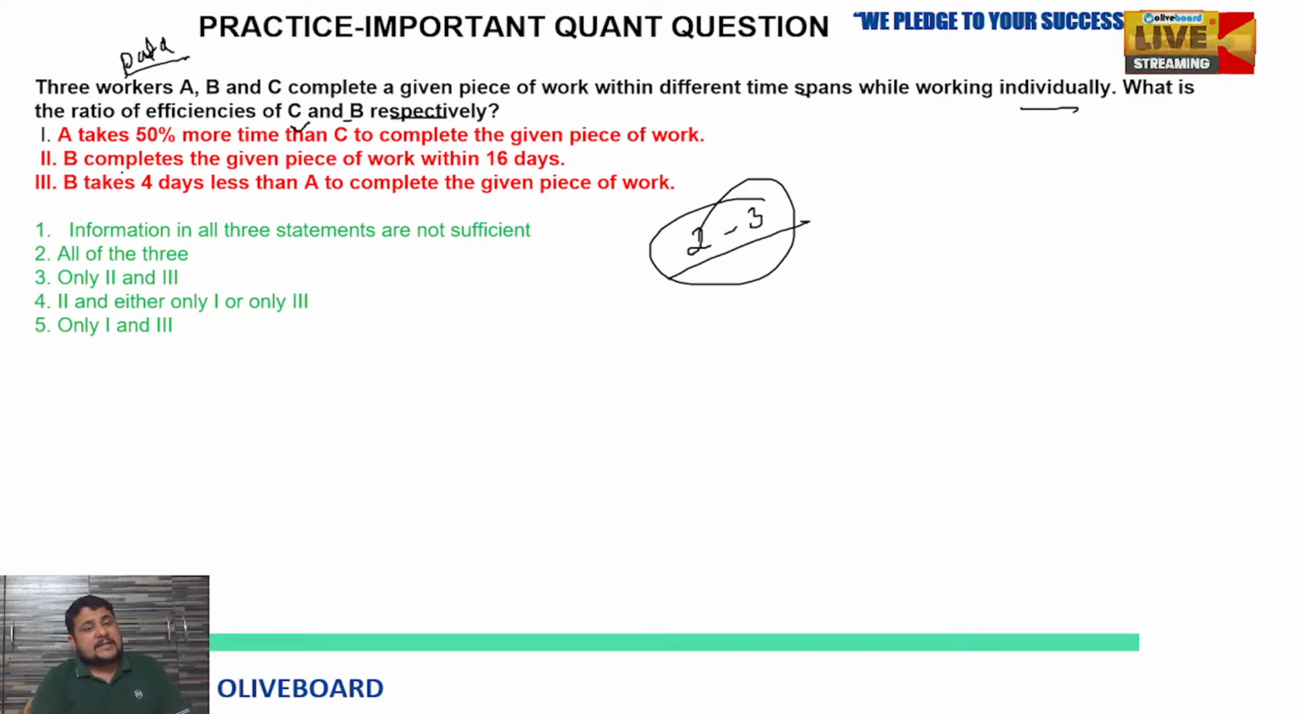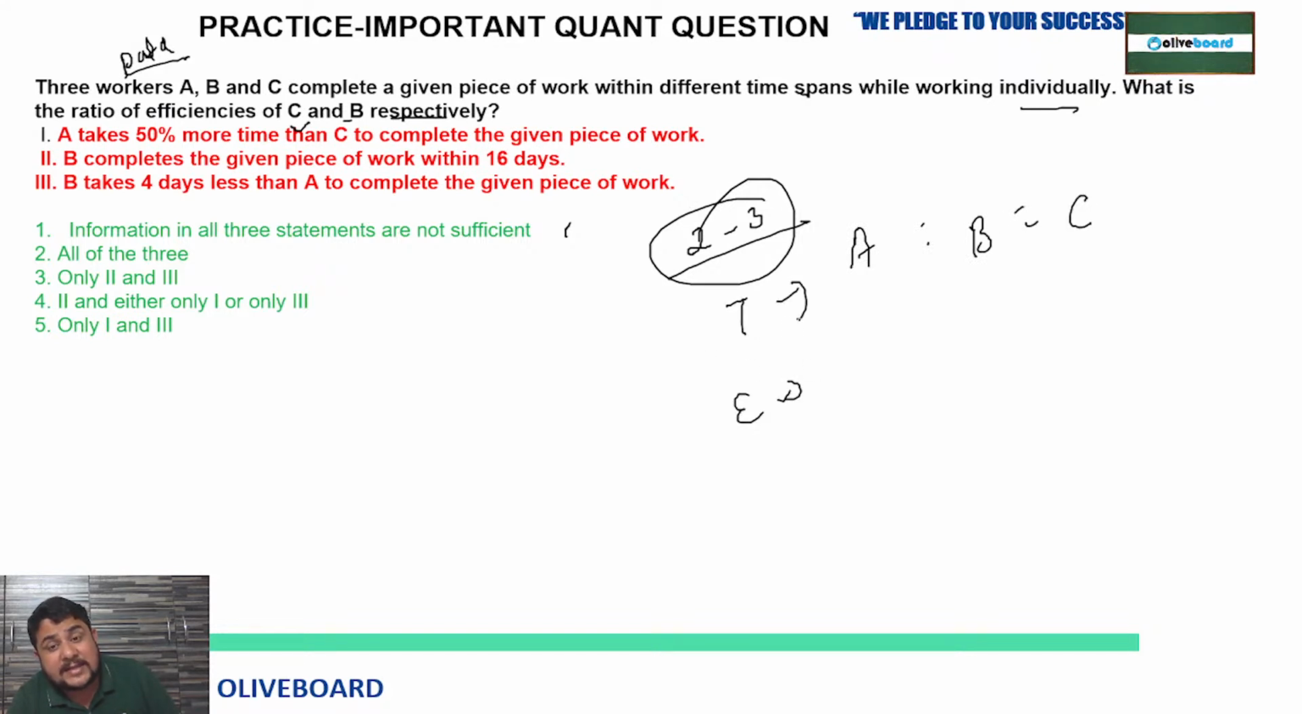So what are they asking? Three workers A, B, C complete a given piece of work within different time spans. Okay, they are taking different time while working individually. So A, B and C, they are talking about time, efficiency. These are the things which matter. It is from your time and work chapter. So your understanding of this chapter must be good, then only you can solve it, right? So here, what are they asking? What is the efficiency ratio of C and B?